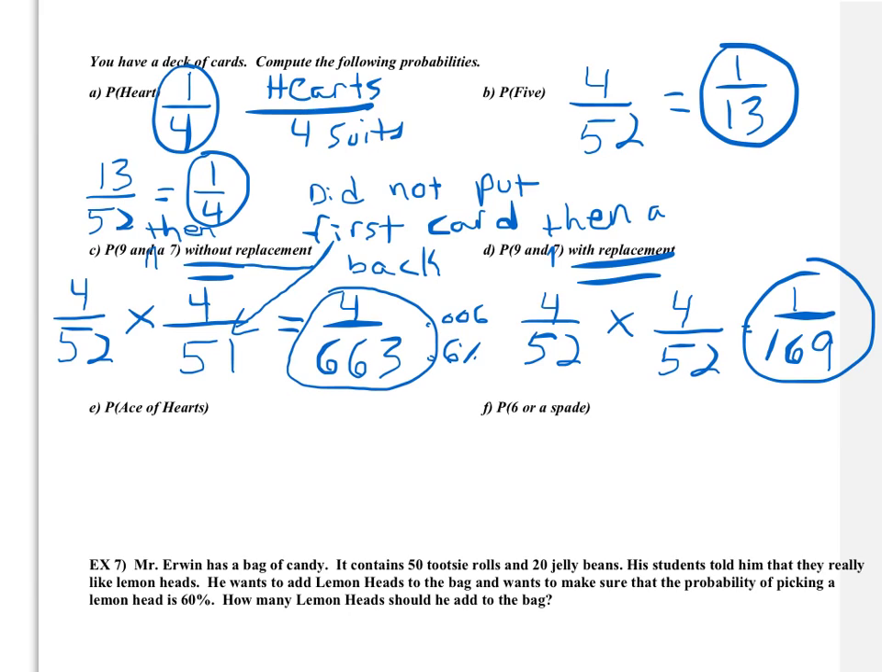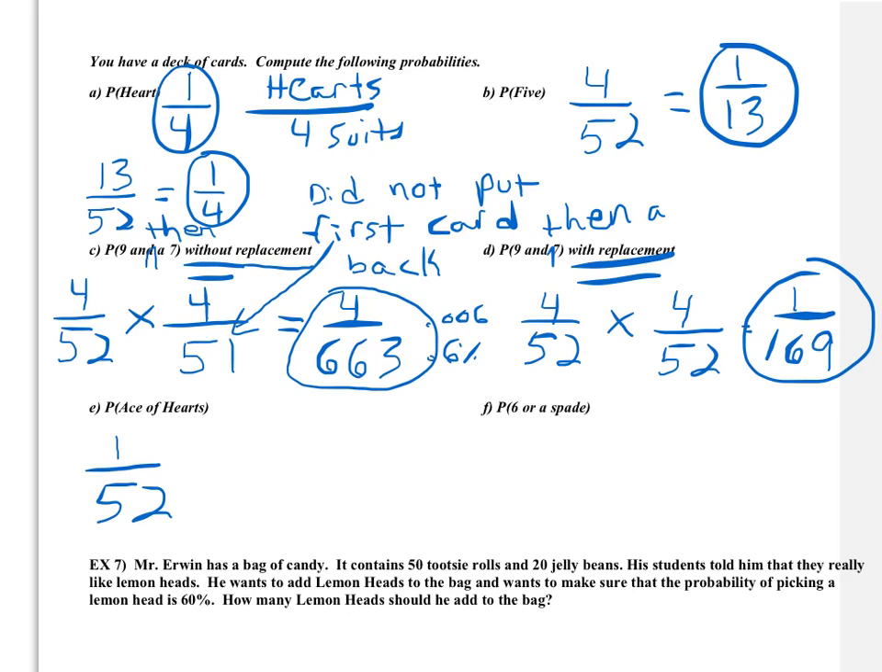An ace of hearts. Well, how many aces are there in the deck? There are 4 aces. But how many of those are actually a heart? Well, there's only 1 ace of hearts in the entire deck. So this one would just be 1 out of 52.